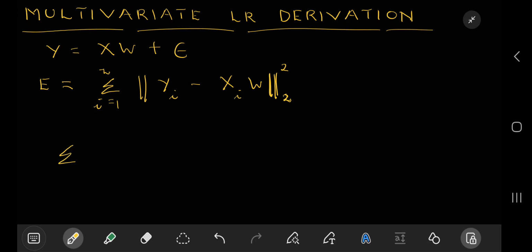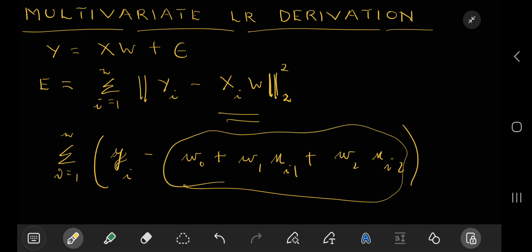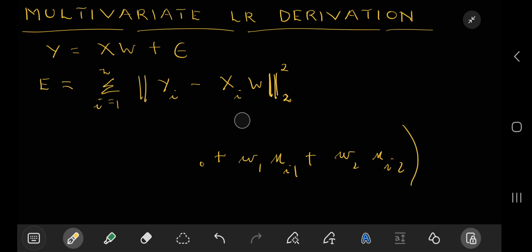Sigma i equal to 1 to n. Normally you can imagine, this would have been the initial equation, where you will have yi minus, in place of xiw, w0 plus w1 xi1 plus w2 xi2 and so on. So instead of this, I am denoting it in the matrix form. And what are my yi and xi?